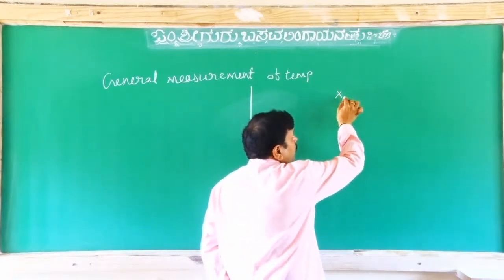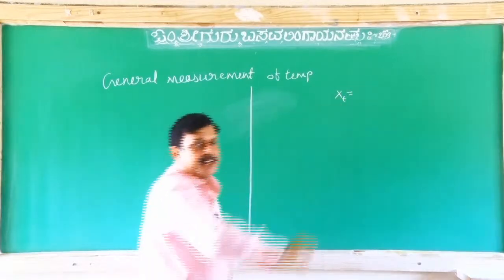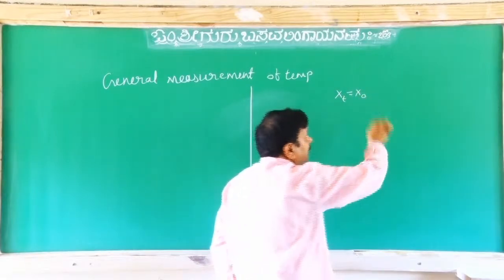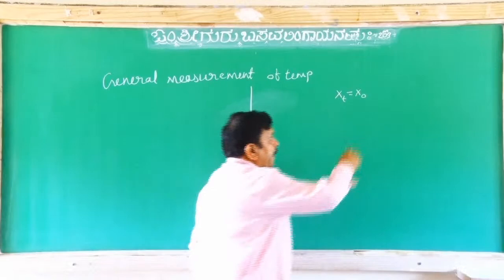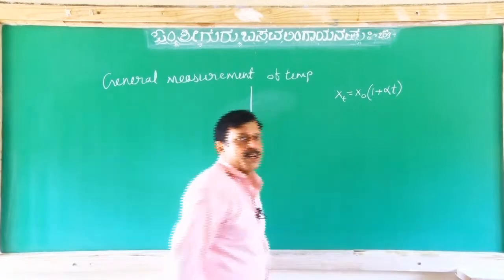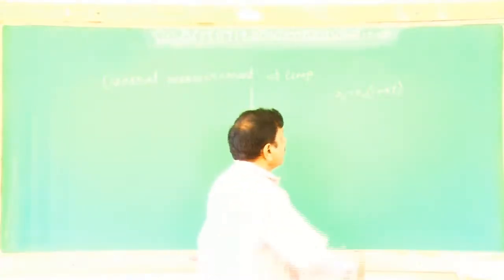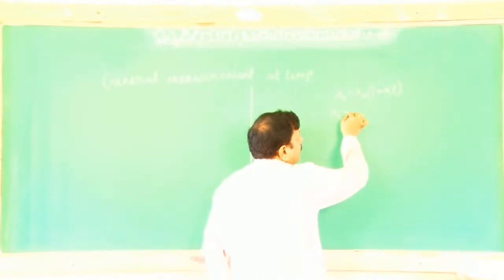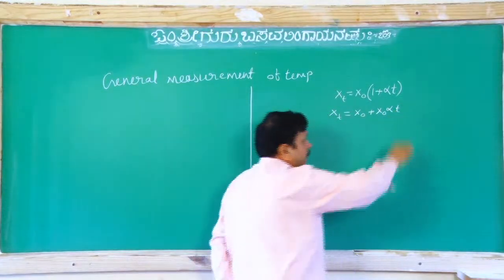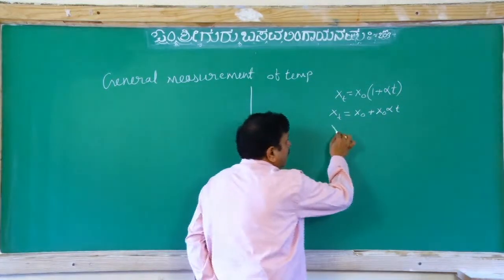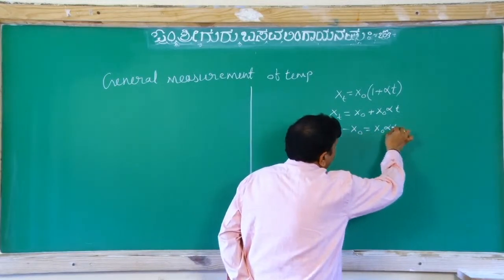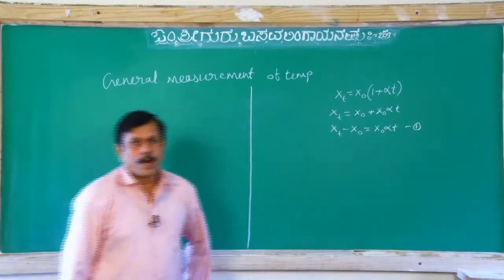What has been found is that at any temperature T, the parameter can be written as xt, and at 0 degrees it can be written as x0 into 1 plus some coefficient into temperature T. Now, this can be written as xt is equal to x0 plus x0 alpha t. That can be written as xt minus x0 equal to x0 alpha t. So, it is equation number 1.